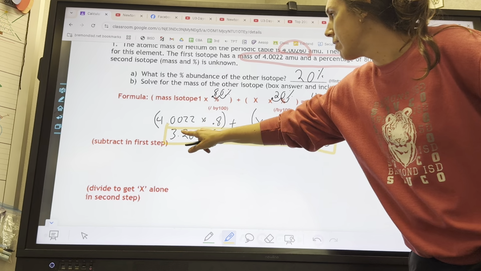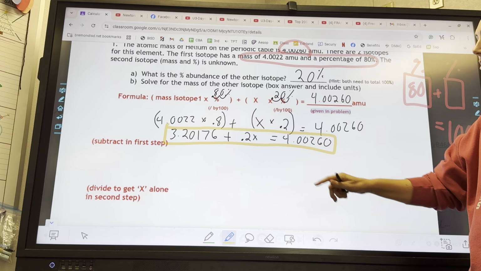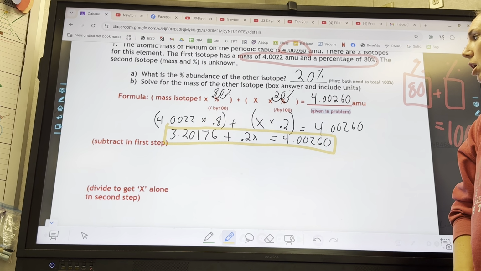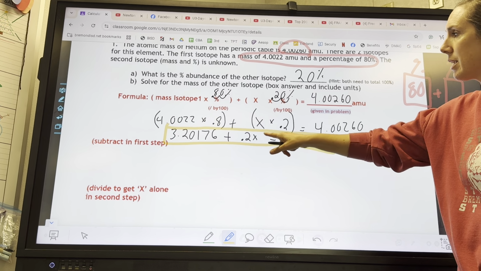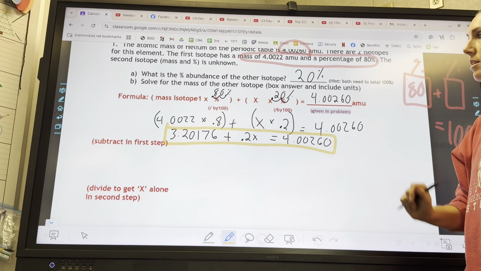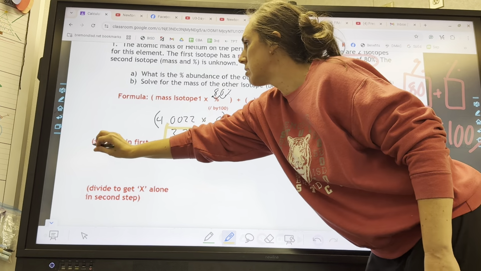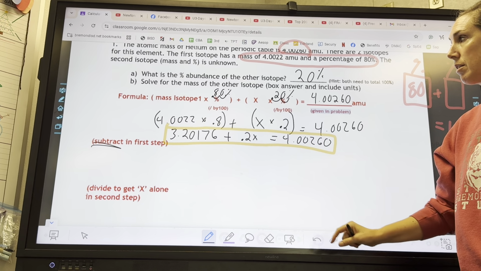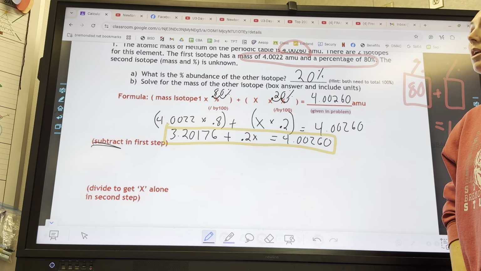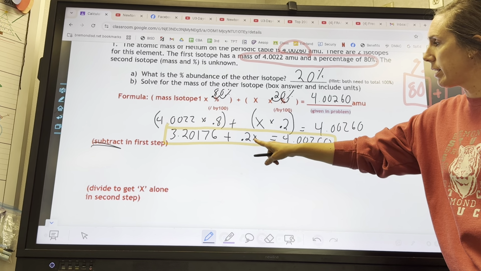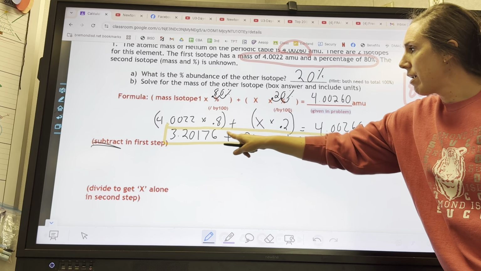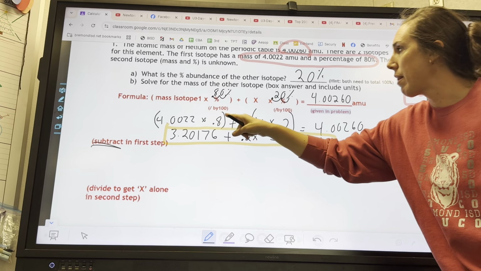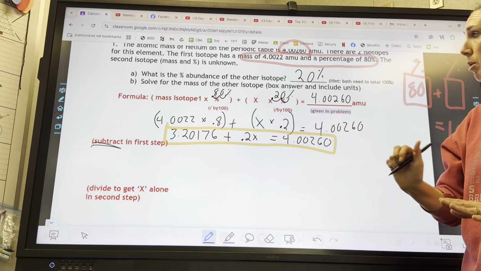Okay, so we have 3.20176 plus 0.2x equals 4.00260. Our goal is to get x by itself. Easiest thing to do first is, number one, subtract. Y'all, what am I subtracting? Remember, I'm trying to get x by itself. 3.2. Good. So the first thing to do to get x by itself is get rid of that on this side of the equation. Perfect. We have the minus from both sides.